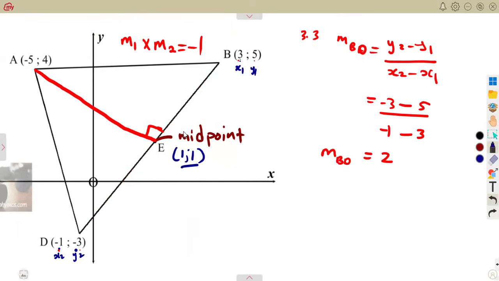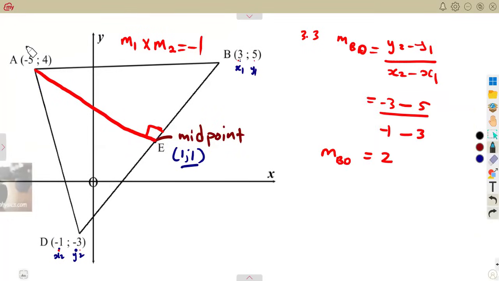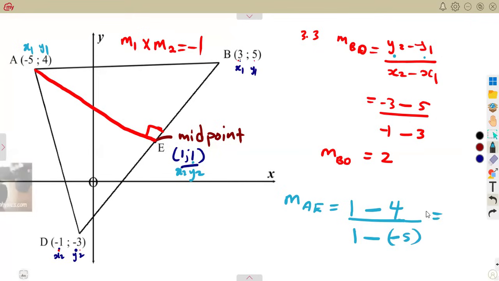With the gradient of BD, let's determine that of AE. Remember, we have got A to E, so we're just going to have our coordinates AE, just going to call this X1, Y1, X2, Y2. So using the same formula, this time AE is going to be given as Y2 minus Y1. So Y2, that's a 1, minus Y1, which is a 4, over X2, which is a 1, minus X1, which is -5. So it's going to be like this. So that'll be -3 over 6, which is -1/2.